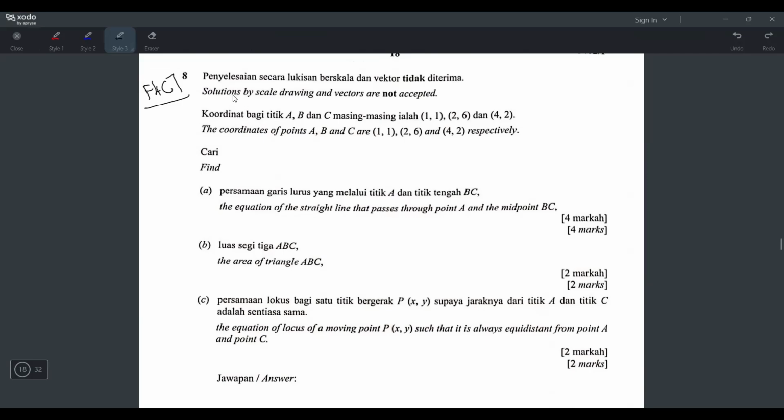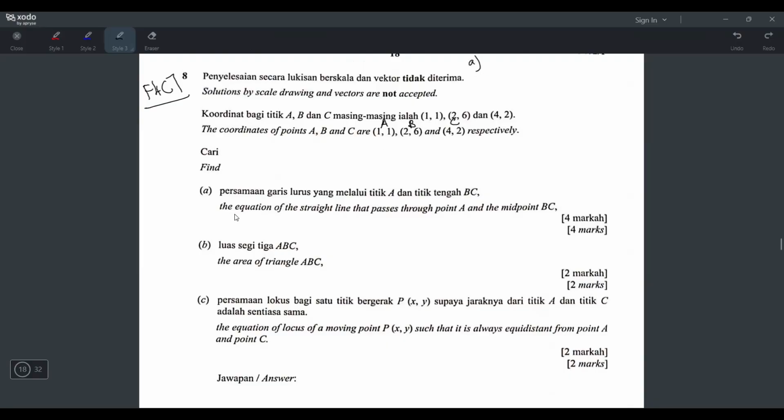Okay, let's read the question. Solution by scale drawing and vectors are not accepted. Okay, this is not important. Coordinates of points A, B, C are (1, 1), (2, 6), (4, 2) respectively. So this is point A, this is point B, this is point C. Okay, find part (a), the equation of the straight line that passes through point A and the midpoint of BC.